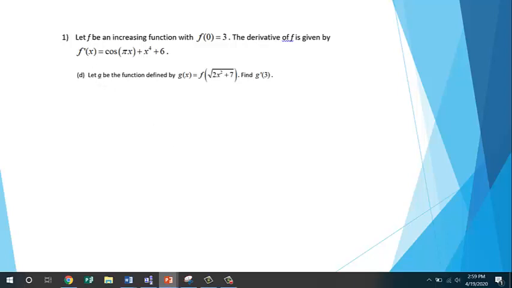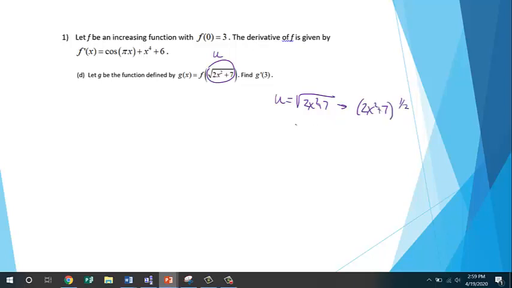Now they're telling us to let g be the function defined by g of x is equal to f of the square root of 2x squared plus 7. Find g prime of 3. So we want to find the derivative. I'm seeing something in parentheses, which is telling me I would like to use the chain rule, so I'm going to let this be u. So u is equal to the square root of 2x squared plus 7, and I'm going to rewrite that as (2x squared plus 7) to the 1/2 power.